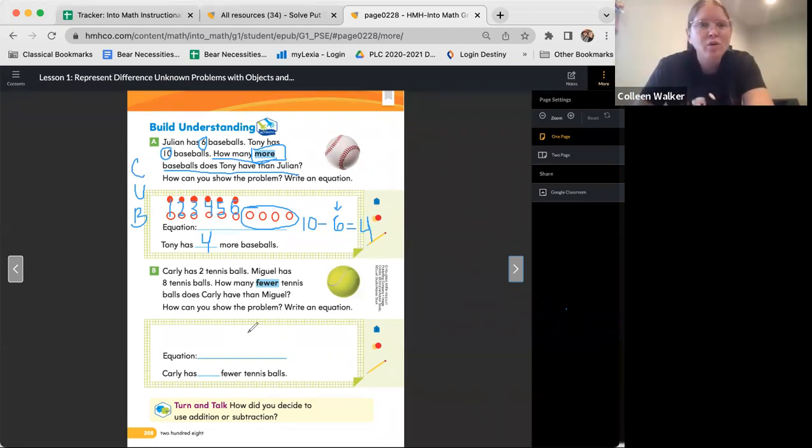All right, let's try another problem. You guys are doing so great. It says Carly has 2 tennis balls. I think I have friends out there that are already circling the 2. You are on top of it. You're doing that CUBE strategy. Miguel has 8 tennis balls. Circle it. How many fewer tennis balls does Carly have than Miguel?